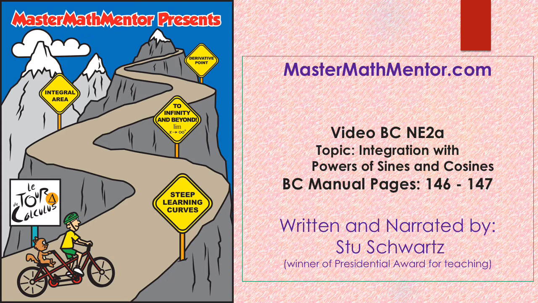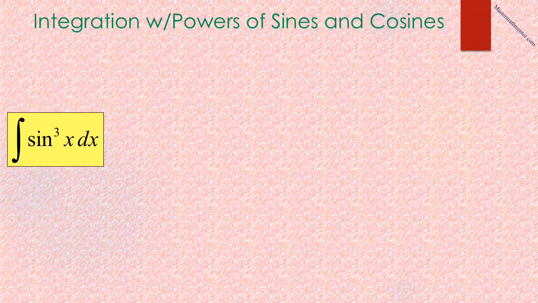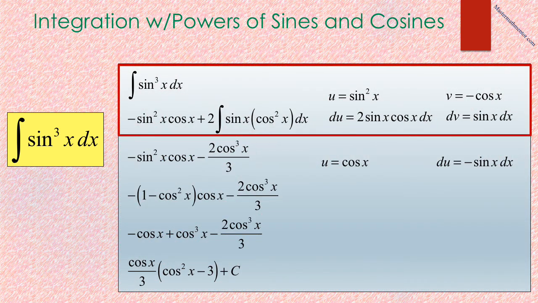The topic is integration with powers of sines and cosines, and it covers the BC manual pages 146 and 147. Suppose we were asked to find the integral of sine cubed of x dx. We could do this with integration by parts.